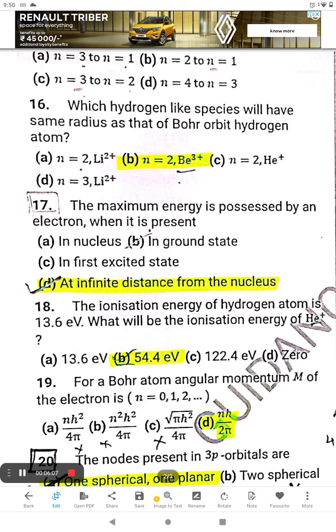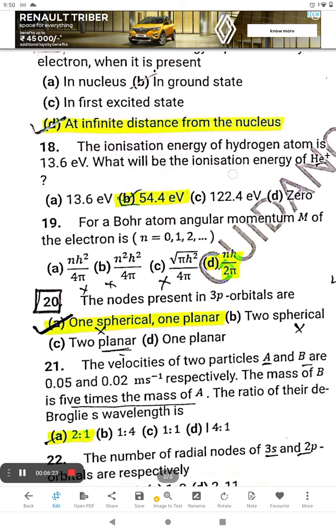They have asked the question on the maximum energy, so total energy. Of course, when the electron is at infinite distance, it will have the maximum energy. So at infinite distance from the nucleus, this is the right option, D option.